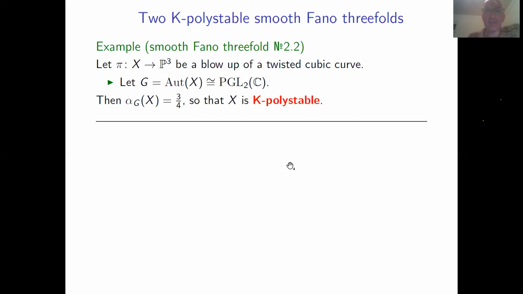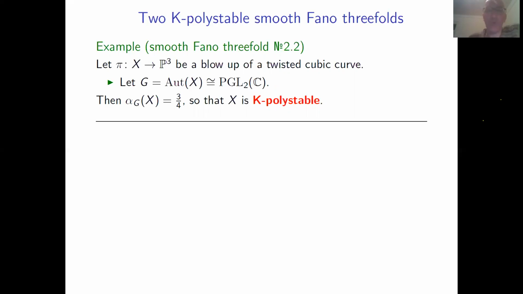Okay, let's apply the previous theorem of Kenta. You take P3 and you take a twisted cubic curve there, basically just the curve given by t, t squared, t cubed. And you blow it up. The automorphism group of P1 is PGL2C, and basically the automorphisms of P3 preserving the curve form just PGL2C. So the whole action of the group lifts to X. So this is the whole automorphism group. And then one can actually show that alpha G of X is 3/4.